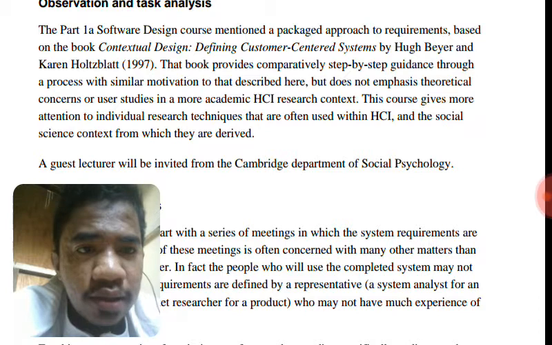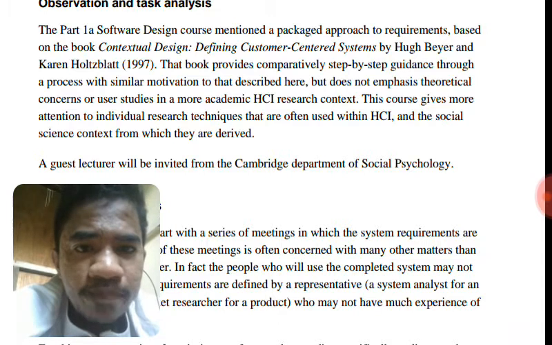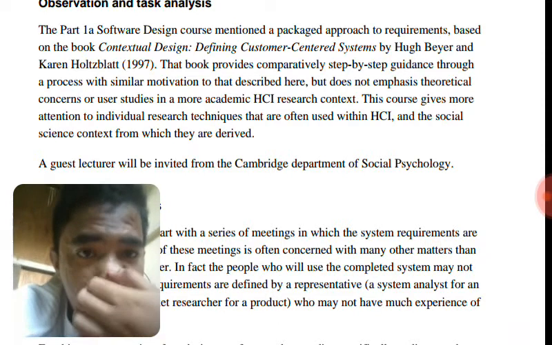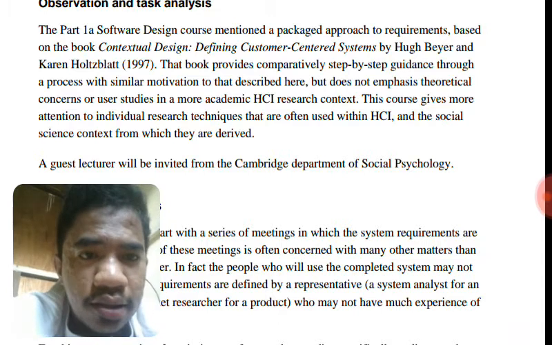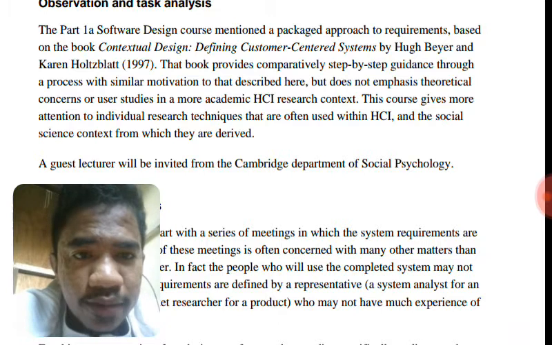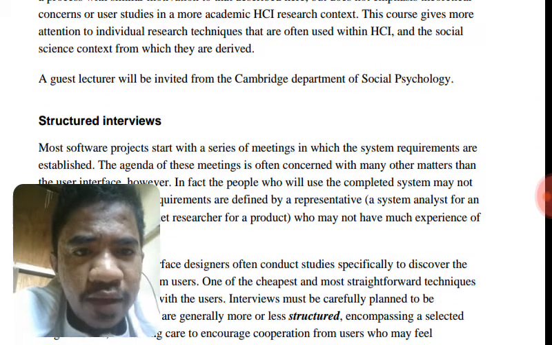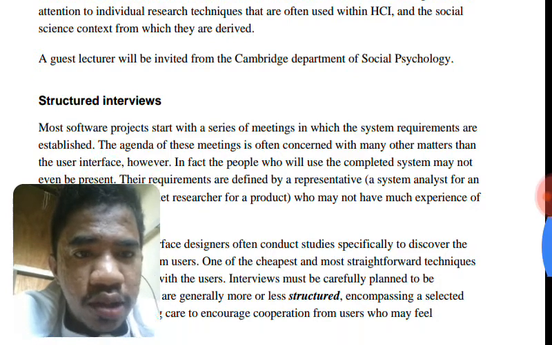The book provides comparatively step-by-step guidance through a process with similar motivation to that described here, but does not emphasize theoretical concern or user study in a more academic HCI research context. This course gives more attention to individual research techniques that are often used within HCI and the social science context from which they are derived. A guest lecturer will be invited from the Cambridge Department of Social Psychology.